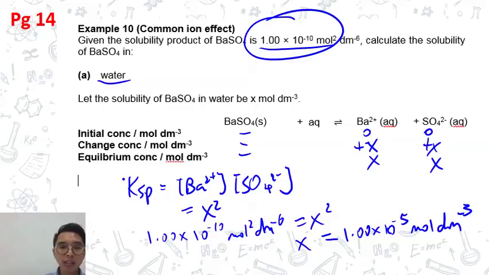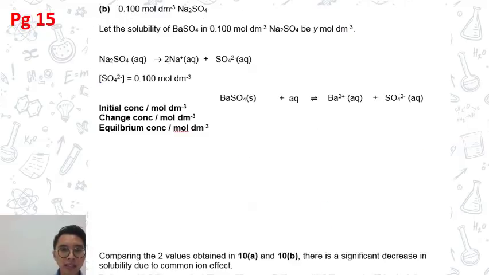Now let's look at what happens when there's common ion effect, when I add in a source of sulfate in the form of sodium sulfate. All sodium salts are soluble. It will dissolve to form sodium ions and sulfate ions. So now you have an additional source of sulfate ions. Let's look at how that affects our solubility. Let the new solubility be Y. Of course we expect Y to be smaller now because of the common ion effect, but let's look at it quantitatively.